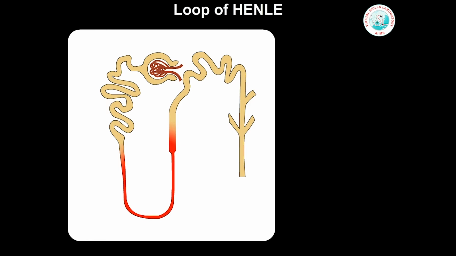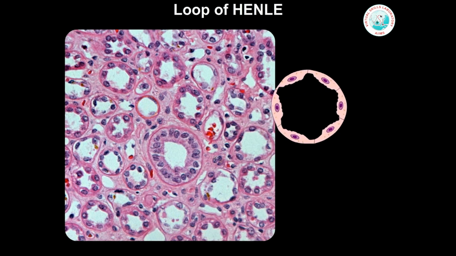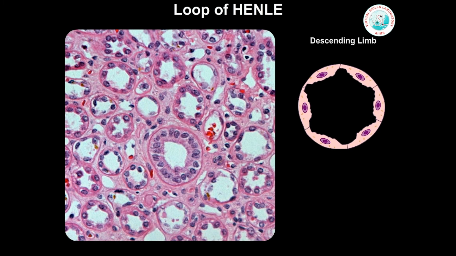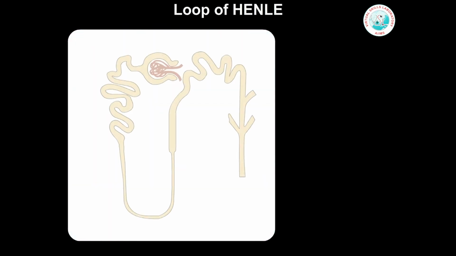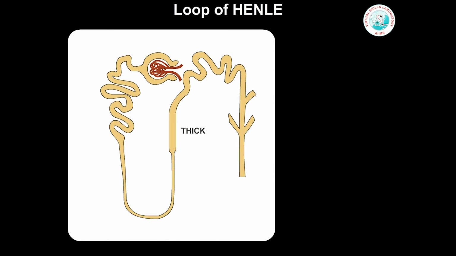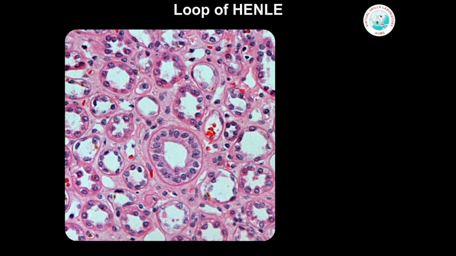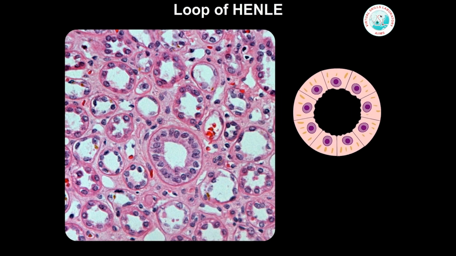The PCT continues into the loop of Henle, which is a shorter, straight tubule that enters the medulla. It is a U-shaped structure with a descending limb and an ascending limb. The descending limb is thin, is mainly lined by squamous epithelium, and is involved in making urine hypertonic and conserving water. The ascending limb has thick and thin segments.